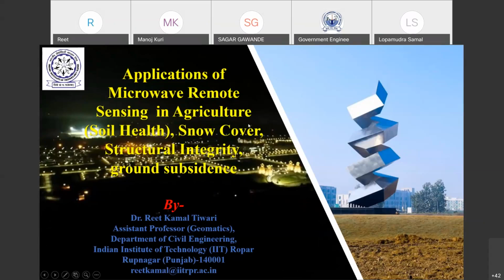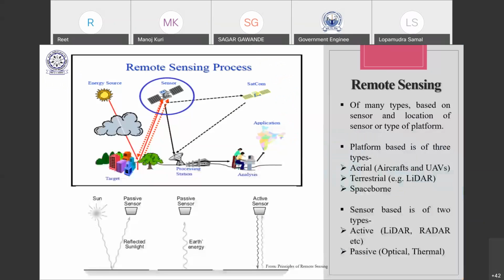So just a brief introduction. Remote sensing is nothing but the science of capturing different information using some sensors which are mounted on different platforms. So without coming into contact with any object, we can collect the information about it, and that is remote sensing. Here, two things are important: the source of energy and the platform that we are using.